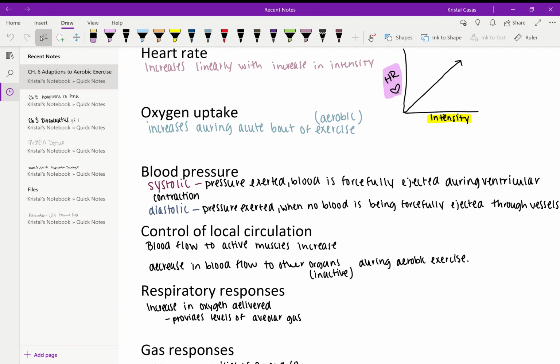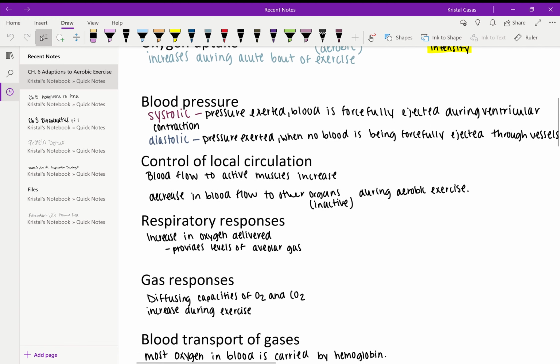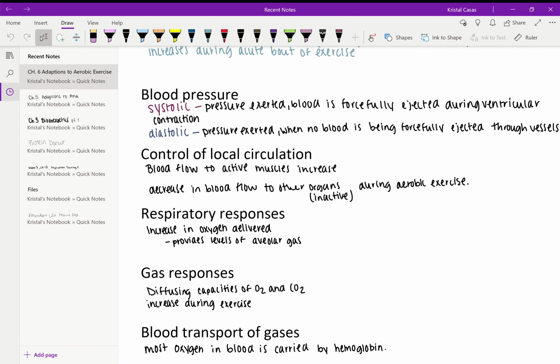Oxygen uptake increases during an acute bout of aerobic exercise. Blood pressure: we have systolic pressure, which is blood that is forcefully ejected during ventricular contraction, and then we have diastolic, which is pressure exerted when no blood is being forcefully ejected through vessels.